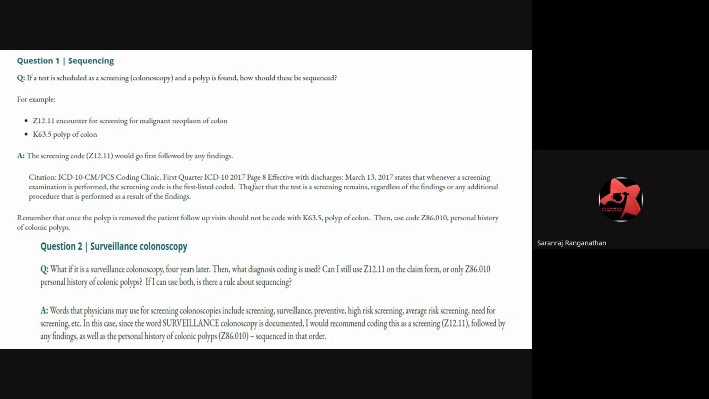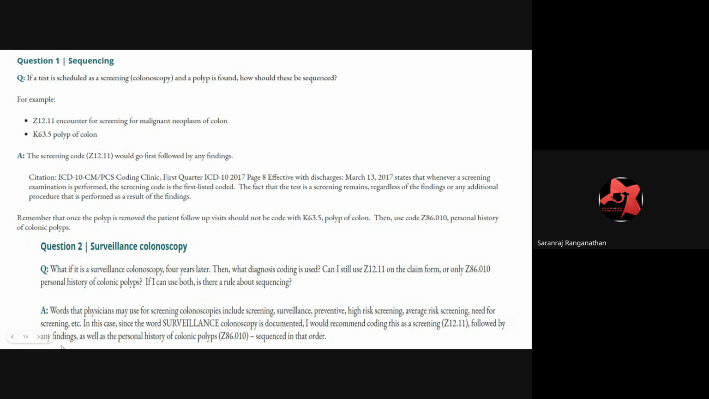They have given a question related to sequencing, how we have to code. So if they are performing that screening study and a polyp is found, the screening code should be primary, followed by the polyp code. So any condition found in the screening study means first the screening code, followed by any abnormality present. That only they are telling in this question 1. That is the sequencing. Okay.